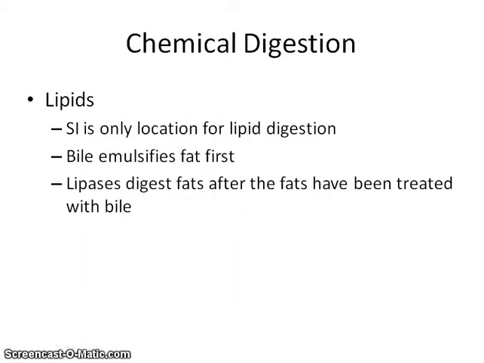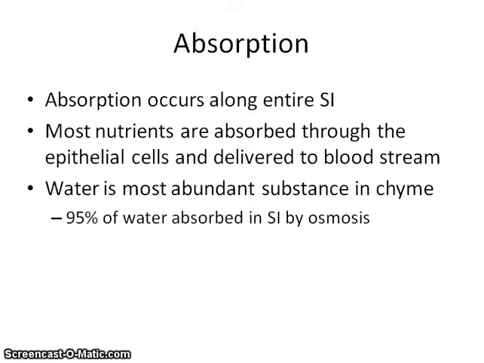Lipids are broken down by bile, as we discussed earlier, and without the liver and gallbladder, we would not be able to handle those lipids. On the other side of things, so instead of breakdown, the absorption is happening along the entire small intestine, and we also know that water is absorbed in a huge abundance in the large intestine.